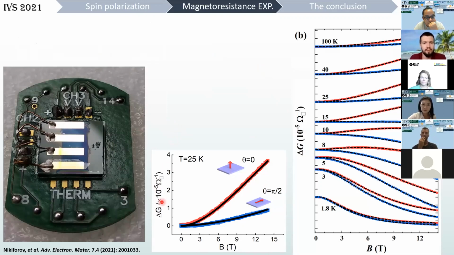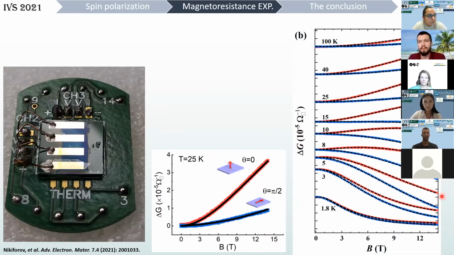And in this figure, you can see the recorded change in conductance of the film as a function of magnetic field at 25 Kelvin. We measure the conductance in two different configurations of the direction of magnetic field relative to the film. The first one is when the magnetic field is perpendicular to the film, and the second when the magnetic field is parallel to it. As you can see, the magnetoconductance is anisotropic.